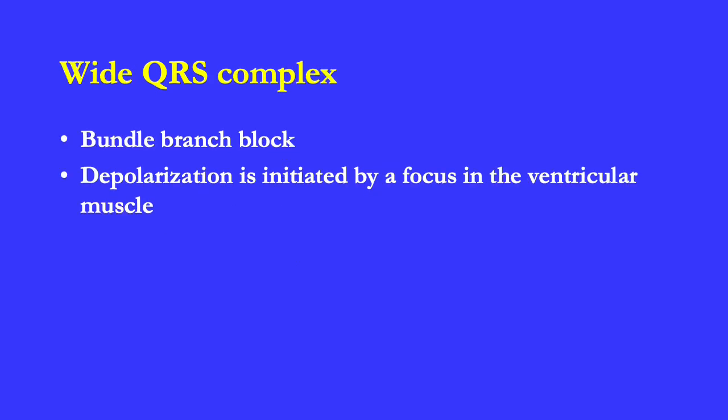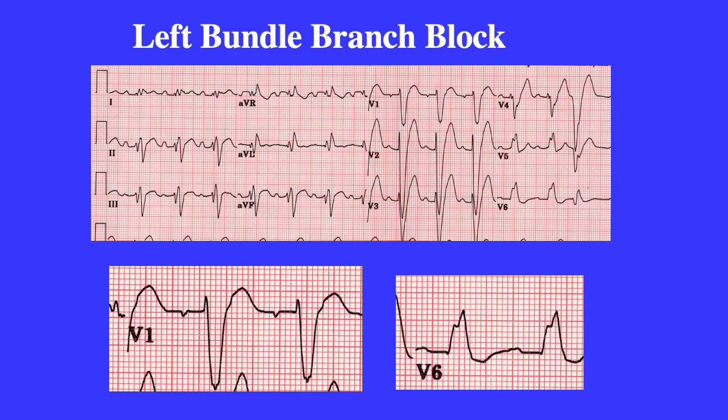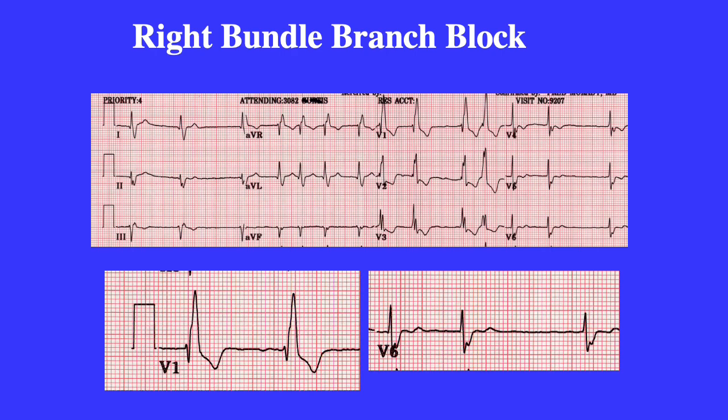Wide QRS complexes are seen in bundle branch block. The depolarization is initiated by a focus in the ventricular muscle in such instances. So in left bundle branch block, the chest lead V6 is over the left side of the chest, and you can see there's a wide QRS complex, and this is typical of left bundle branch block. In right bundle branch block, the QRS is wide in chest lead V1, and there are S waves in V6, and this is right bundle branch block.